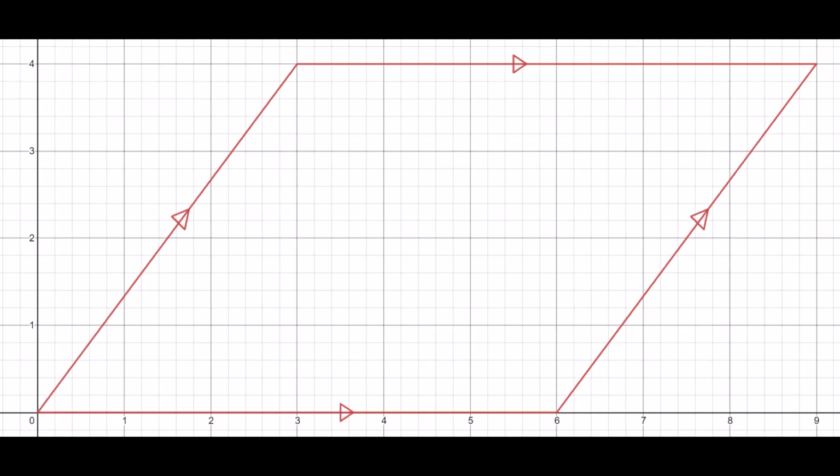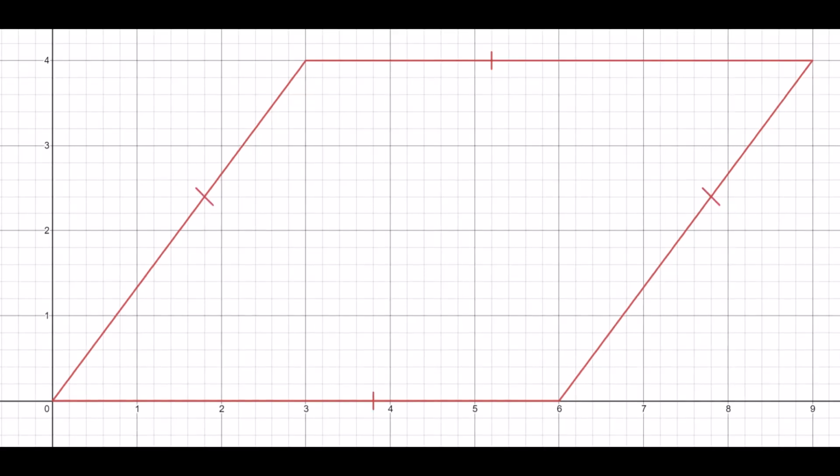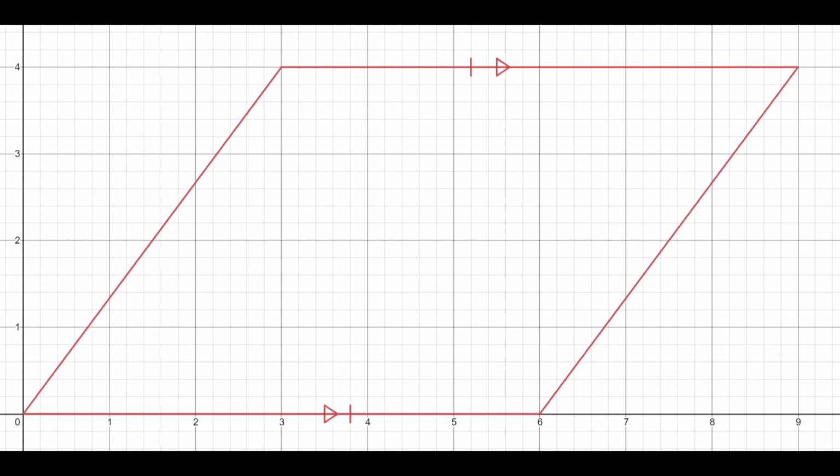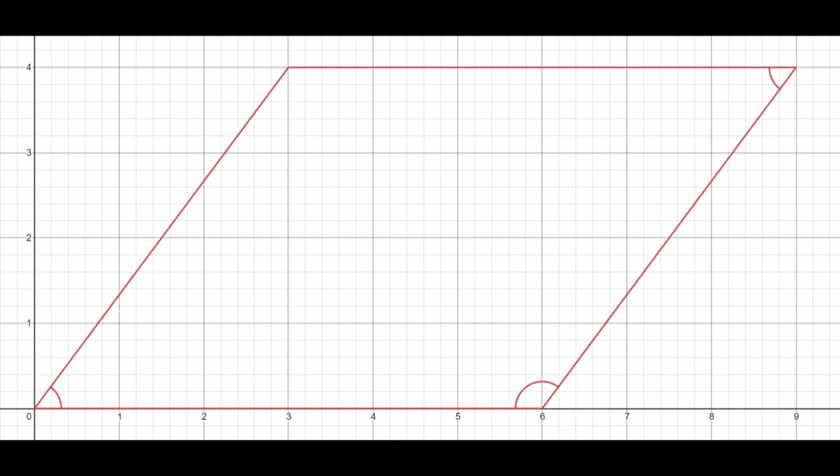Lastly, let's look at how to prove that a quadrilateral is a parallelogram. A quadrilateral will be a parallelogram if any of several conditions are fulfilled. The first is if both pairs of sides are parallel. The second is if both pairs of opposite angles are congruent. The third is if both pairs of opposite sides are congruent. The fourth one is if one pair of opposite sides is both parallel and congruent. The fifth is the previously mentioned property that the diagonals bisect one another, and the last one is if one angle is supplementary to both angles that it shares a side with.